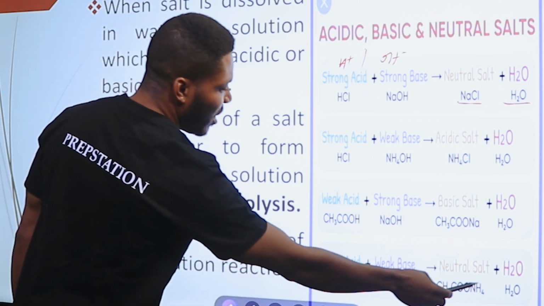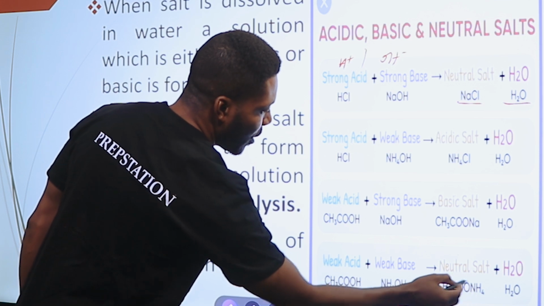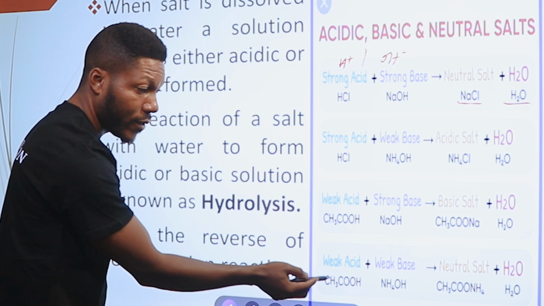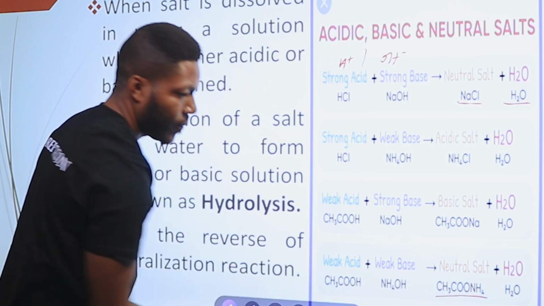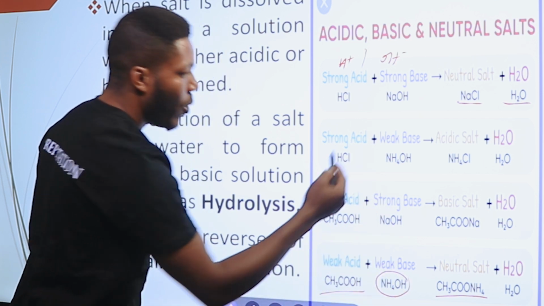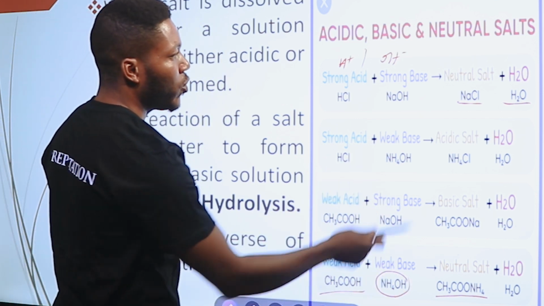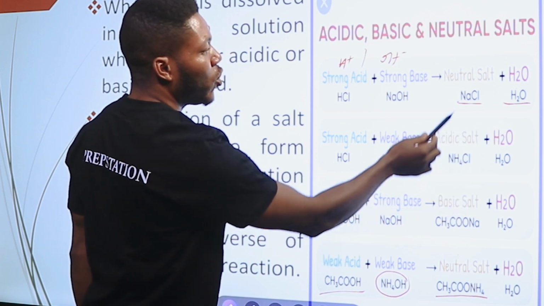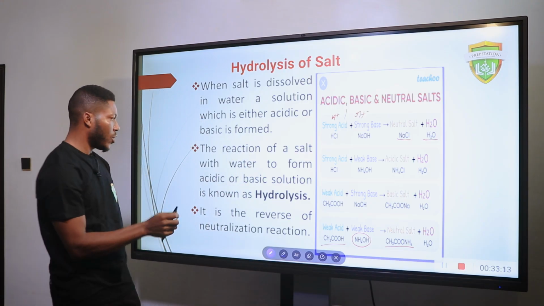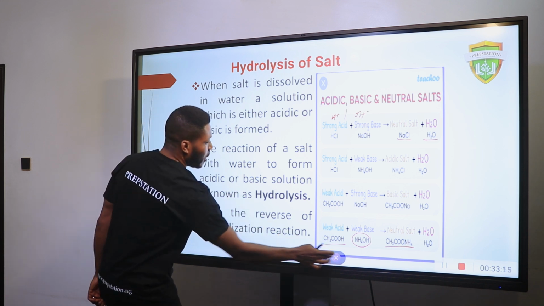This is an organic salt. That's why you're going to have a weak base and a weak acid. Don't forget, this is an organic salt. So it can give us an organic acid and a weaker base. So the process in which water is added to a salt is known as what? Hydrolysis of salt. All right, so let's proceed.